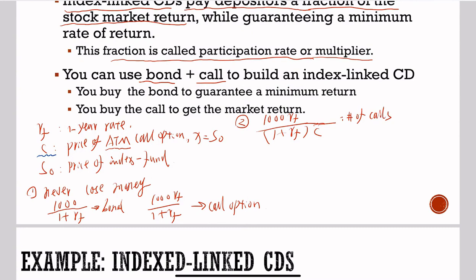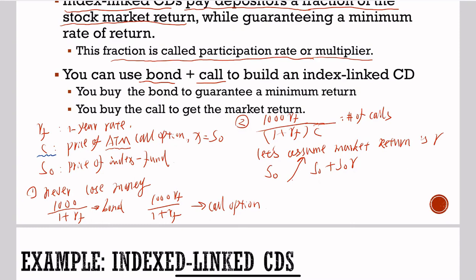Now let's assume the market return is R. So if the market index has a return of R, then this basically implies that at the beginning of the year, the price of the market index fund was S0. Then it implies after 1 year, the price of this market index fund increased from S0 to S0 plus S0 times R.